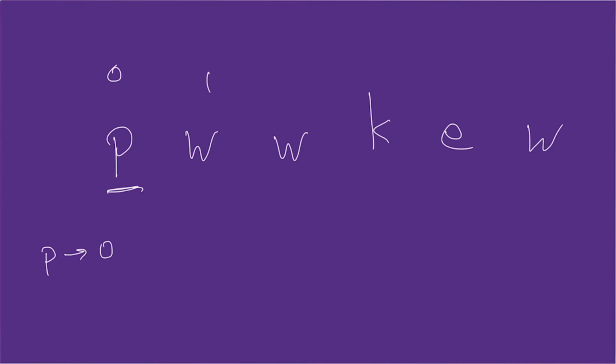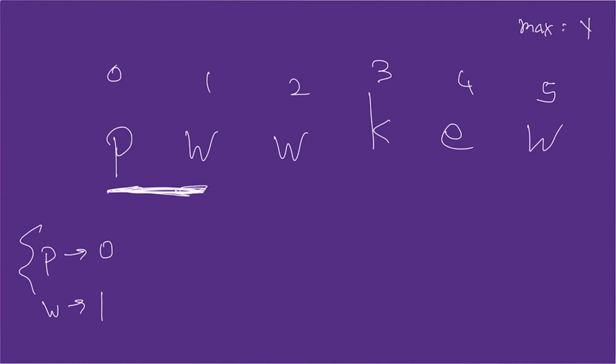Let me populate the indexes on the top. Now the size of the map is 1, so our max length so far is 1. Then we move to W. We haven't seen W in the map, so our substring now becomes P and W, and we put W in the map, and our max now becomes 2.